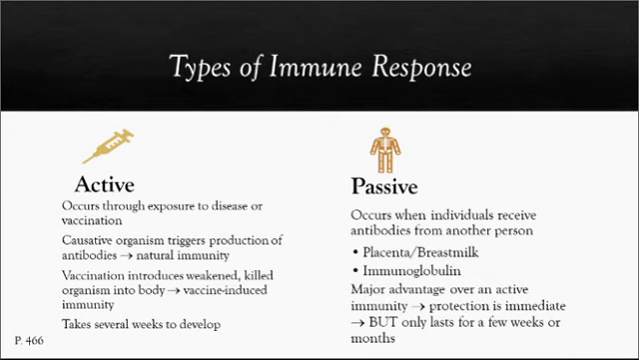All of these are immediate, that's the benefit, but the problem is it only lasts for a few weeks or months. So getting antibodies from the breast milk, from IgG injection, or from a baby through the placenta at birth is not long lasting. It's an immediate protection, but it doesn't last. Whereas with active immunity, our body has to do something actively to produce antibodies, but then that is long-term, although it takes weeks to develop. Okay.